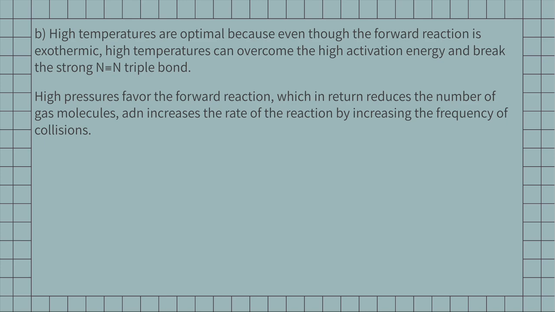And then for B, high temperatures and high pressures are optimal for this reaction. High temperatures are optimal because even though the forward reaction is exothermic, high temperatures can overcome the high activation energy and break the triple bond between the two N atoms. And high pressures are optimal because high pressures favor the forward reaction, which in return reduces the number of gas molecules, and increases the rate of the reaction by increasing the frequency of collisions.